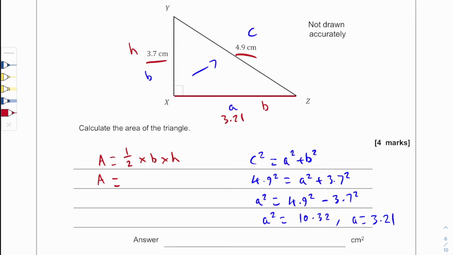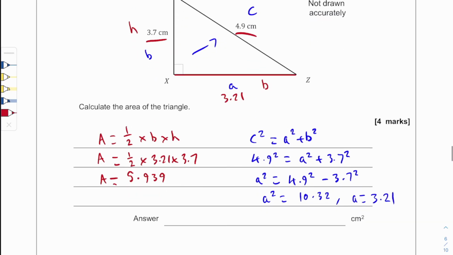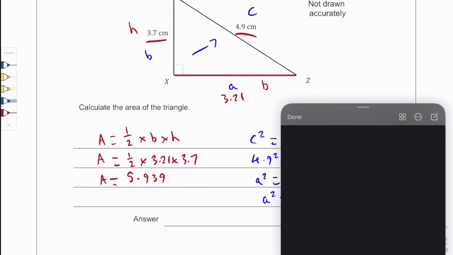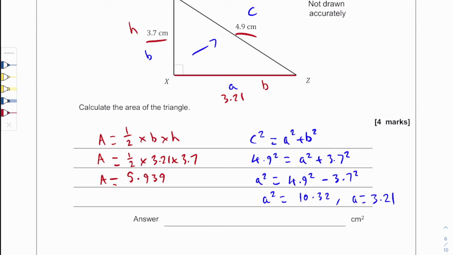Okay, right, so now we can just use our formula for the area. So a, area, is equal to half times by the base, which is 3.21, times by the height, which is 3.7. So the area of our triangle is going to be equal to 0.5 times 3.21 times 3.7, so we get 5.938. And it rounds up actually to get a 9 there, so 5.939. And it doesn't mention significant figures or decimal places again, so we'll do 3 significant figures. So we'll put our final answer as 5.94.